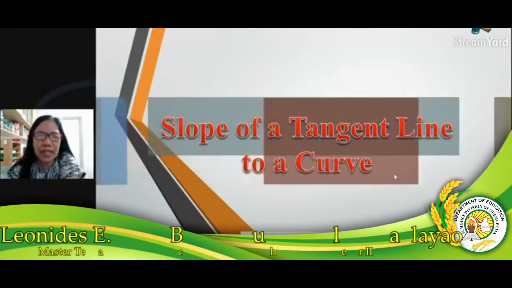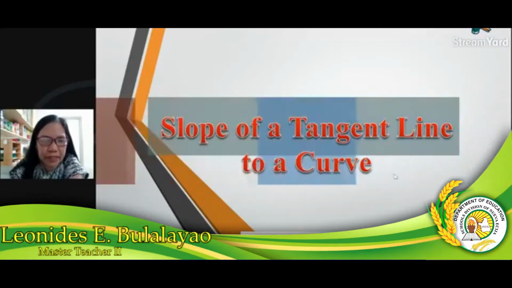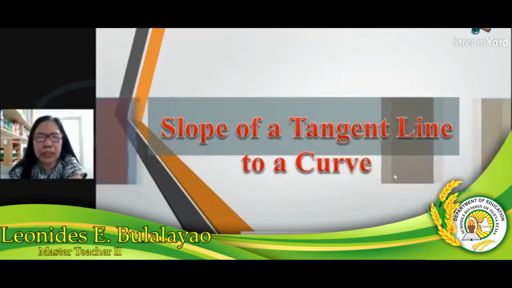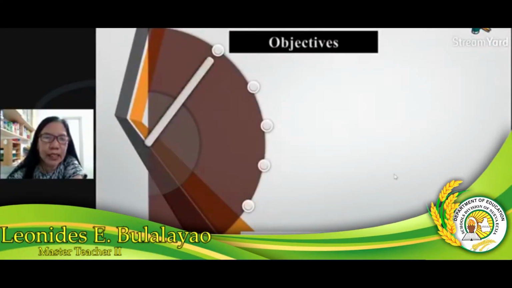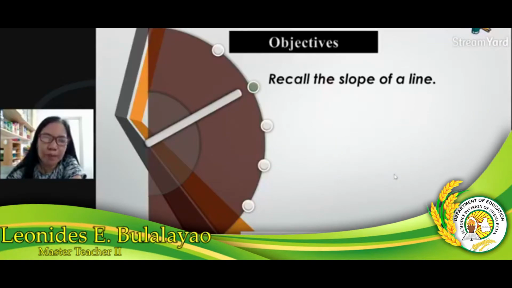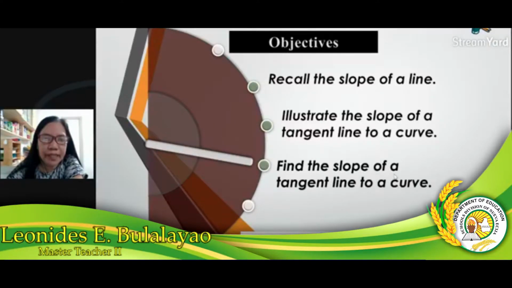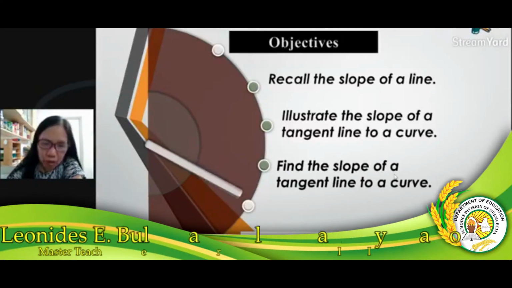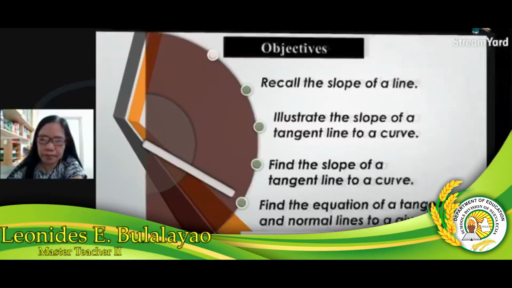Slope of a tangent line to a curve is one of the interesting topics in basic calculus. So for the objectives of this session, we have to recall the slope of a line, illustrate the slope of a tangent line to a curve, find the slope of a tangent line to a curve, and find the equation of a tangent and normal line to a given curve.